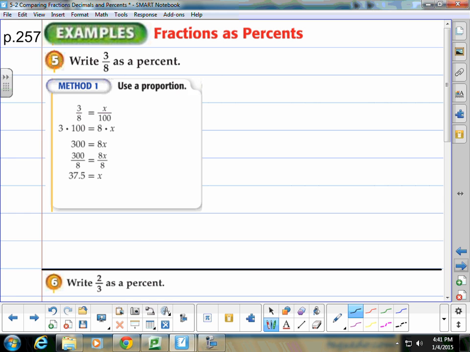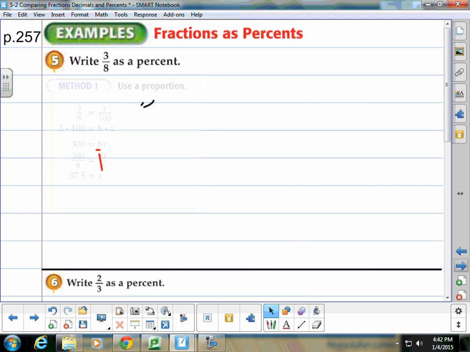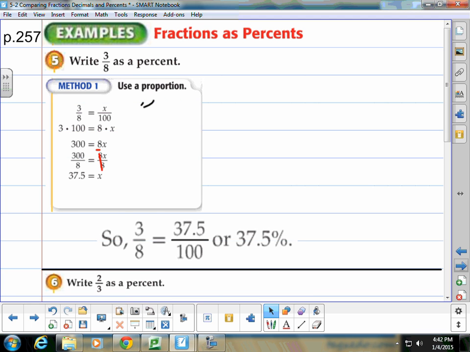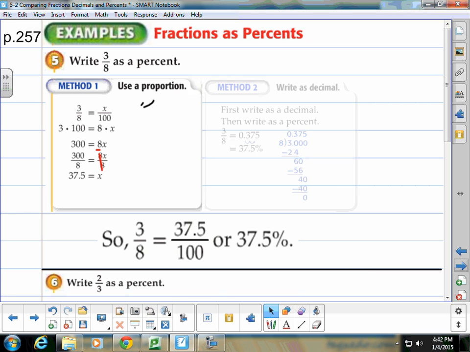So we can set 3/8 equal to how much out of 100, what percent, to our cross products to end up at 3 times 100 and 8 times x. Multiply that out, so 300 equals 8x, and then divide by 8 to get x alone, or x is 37.5. But remember, we'd obviously want to add the percent symbol to denote that it is a percent, it's a part of a whole.